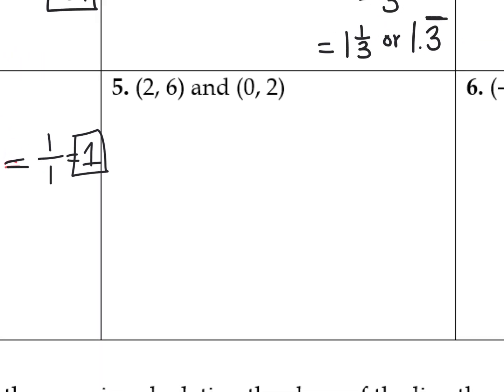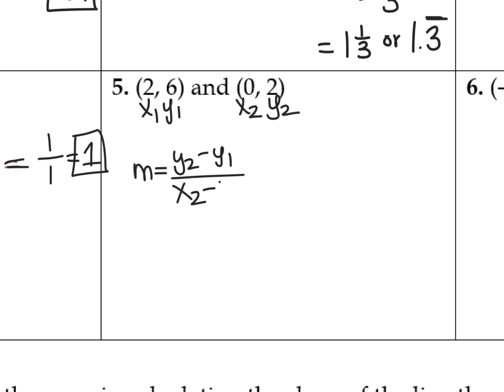Number 5. Label x1, y1, x2, y2. Write down our formula. y2 minus y1 over x2 minus x1.